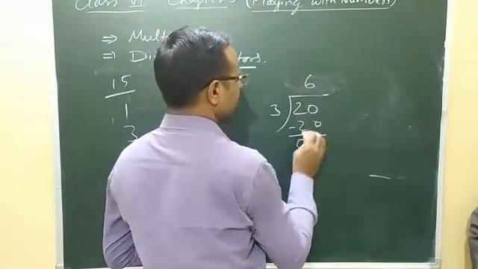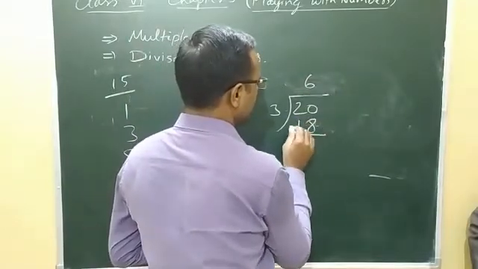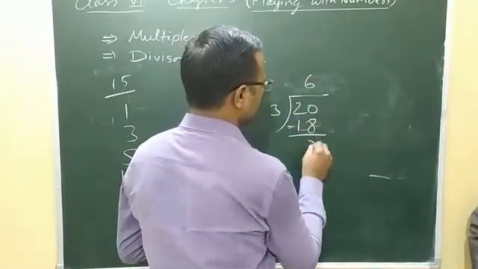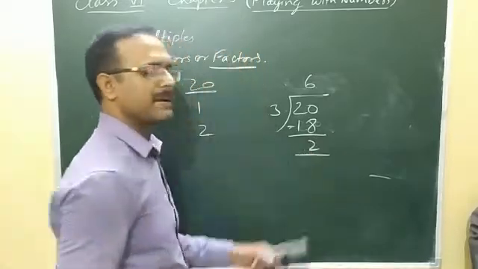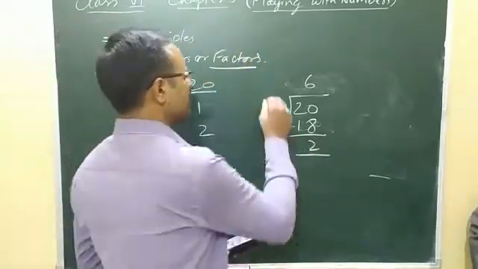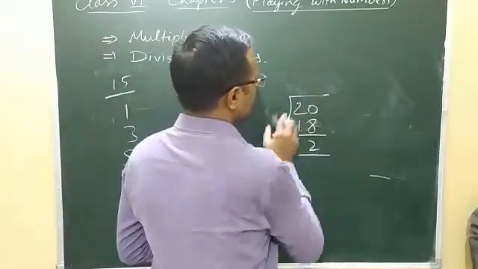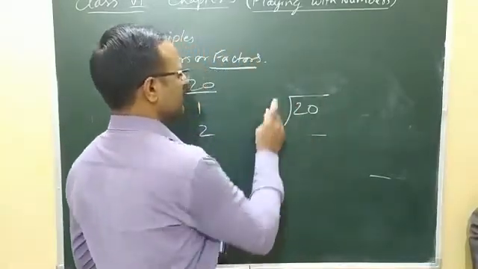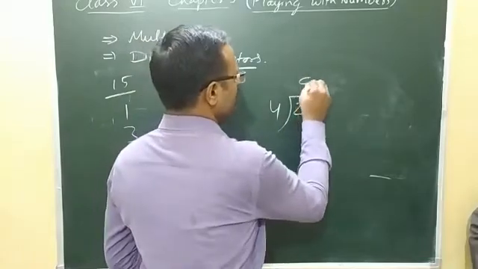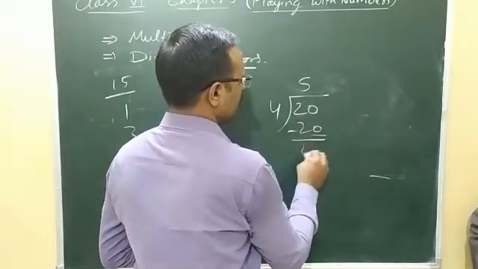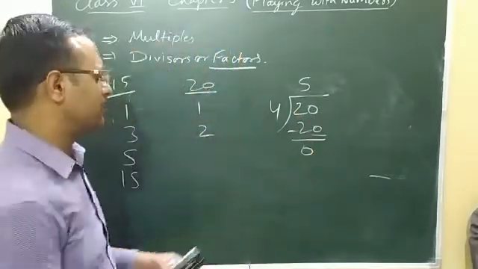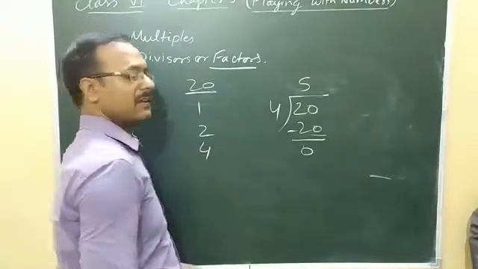3 6s are 18. And here, after subtracting, you will get the remainder as 2. So you are not getting remainder 0. So you can say 3 is not a divisor of 20. Let us move further. Is 4 a divisor or not? 4 5s are 20. So you are getting remainder 0. So 4 also completely divides 20.